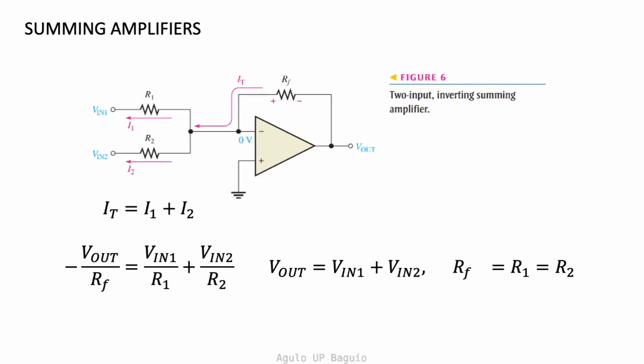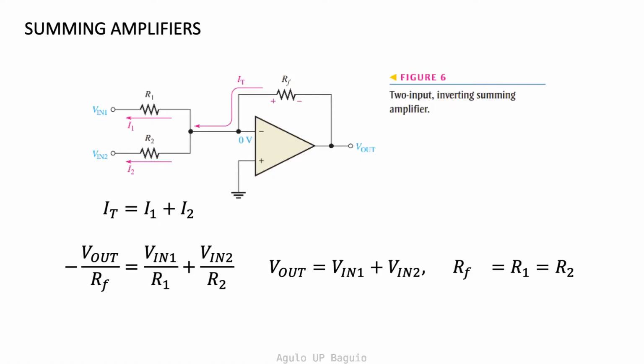The circuit shown is called a summing amplifier. We first note that this is similar to the inverting amplifier circuit that we learned in a previous video. The only difference is that at the inverting input, the current branches in from 2 points, Vin1 and Vin2, through resistors R1 and R2 respectively.